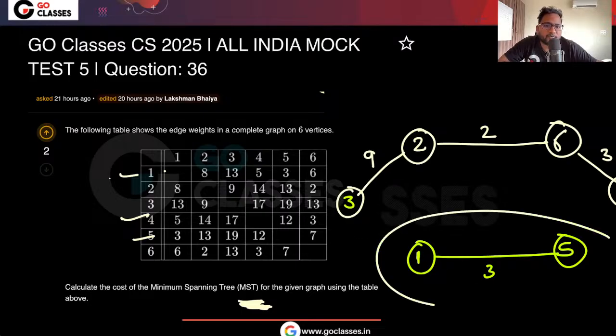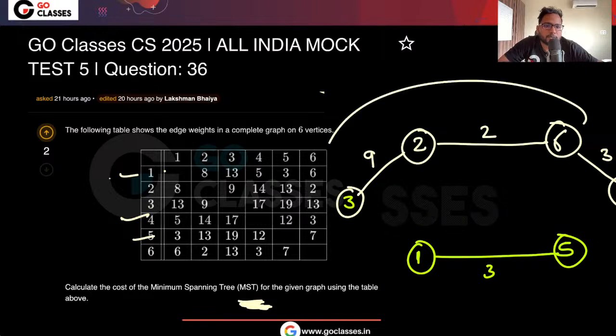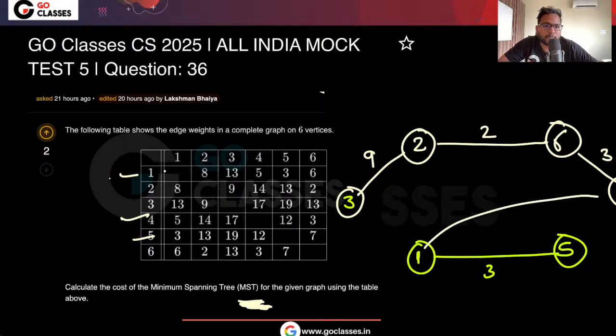Now what is remaining? How to connect this 1, 5 to this. So maybe I can just check just 1 or 5. 1 is connected to 2 with 8. So here the minimum is 5, right? 1 is connected to 4 with 5. This is the minimum for the 1, which is connected to 4 with 5.